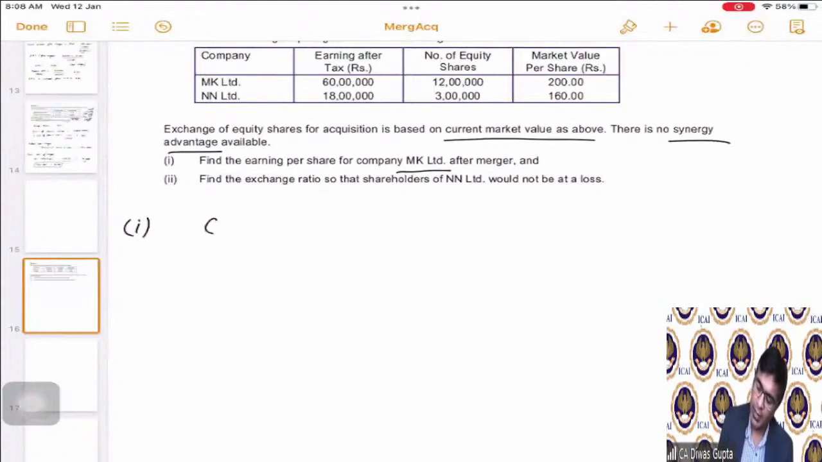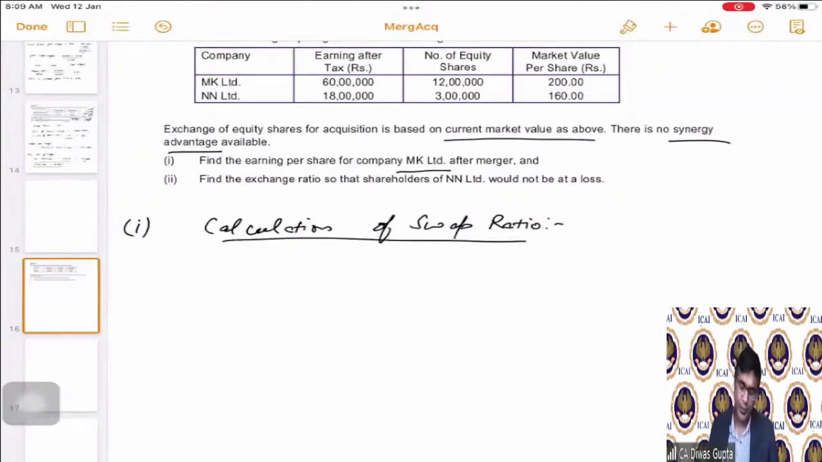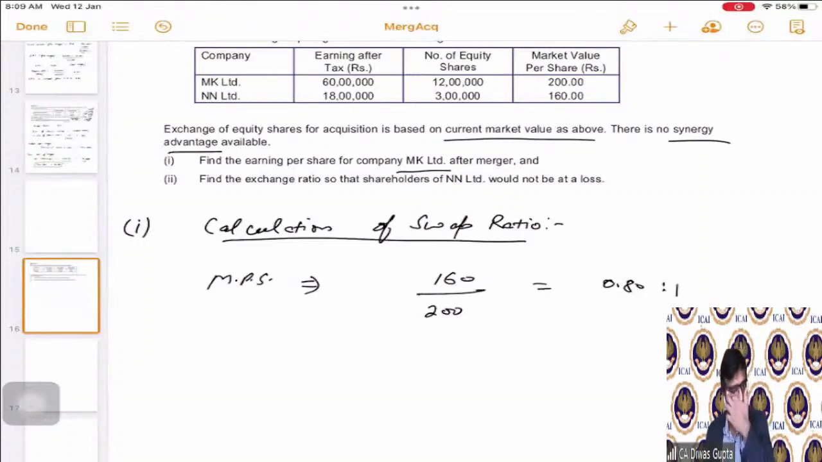So while calculating the first part, the calculation of the swap ratio: how are we going to calculate it? This is based on the market price, because the question itself has said so. The market price of 160 divided by 200, where 160 is the target company and 200 is the acquirer company. This gives us 0.80 is to 1. So for every 1 share in NN Limited, we will be issuing 0.80 share of MK Limited to the equity shareholders of NN Limited.